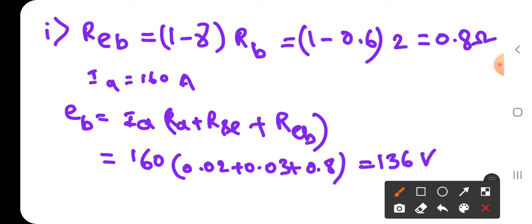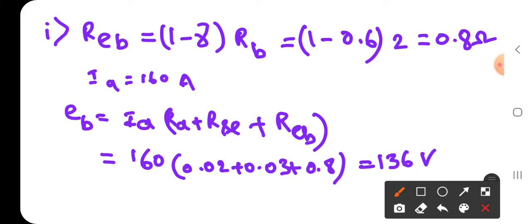So at a field current of 160 amperes, the back EMF is 176 volts. From the field current and back EMF characteristics, he states that at 160 amperes, just go to the table. In the table, when amperes is equal to 160, then back EMF is 176 volts. So the speed is 500.